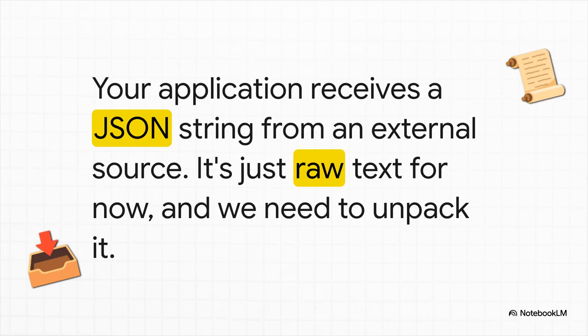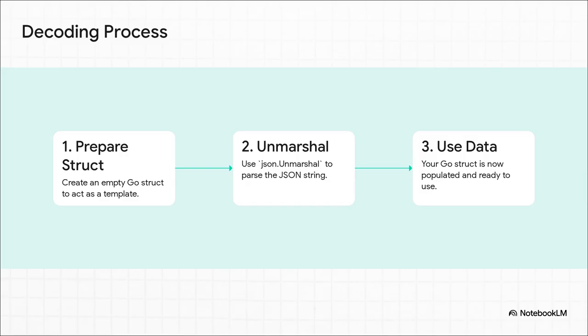All right, so now the tables have turned. An API just sent us a response, or maybe a user just submitted a form from our website. What we get is just a string of text, a JSON string. It's raw data, and our Go program can't really do anything with it. At least not yet. We've got to unpack it. And just like with encoding, the decoding is handled beautifully by that very same encoding/json package. The process is basically the mirror image.